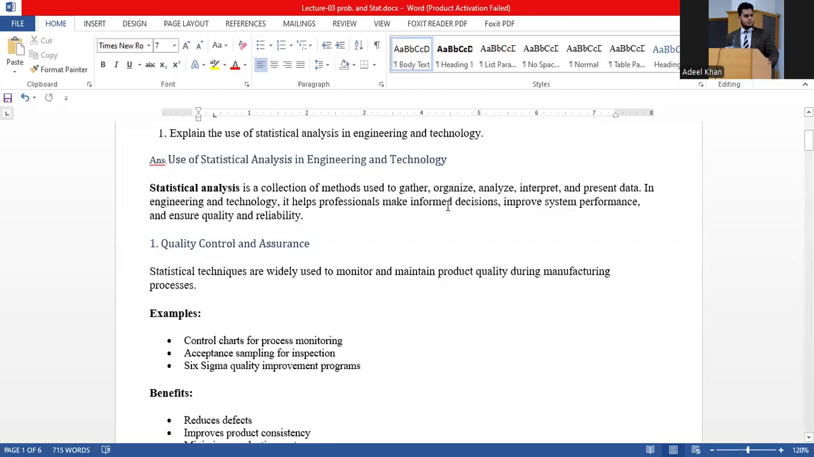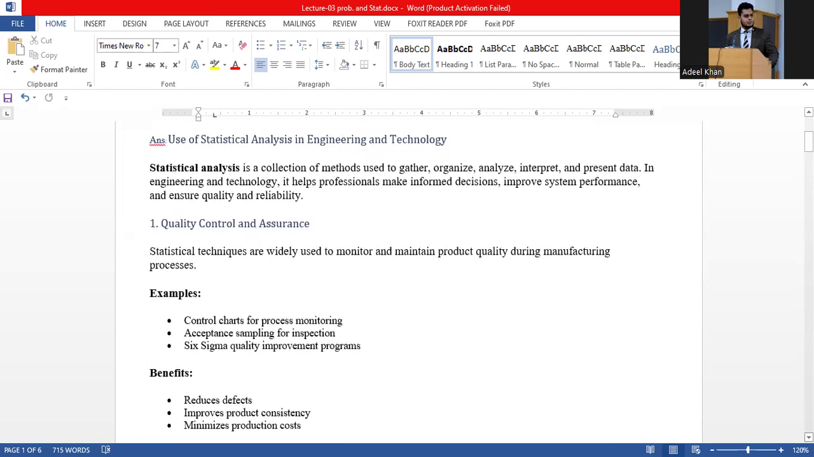So first we need to collect the data and analyze it to form a decision and to concise our rules and regulations, to make a decision for any aspect in the real world and in different scenarios, that improves system performance and ensures quality and reliability. So these are the aspects in which statistical analysis plays a vital role.